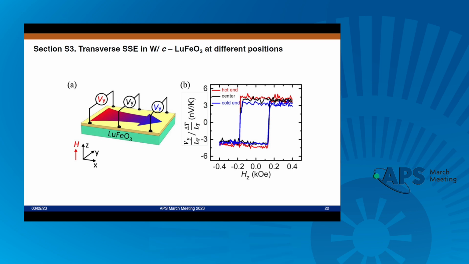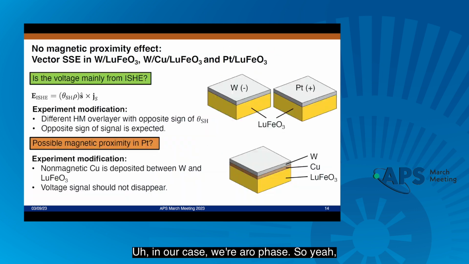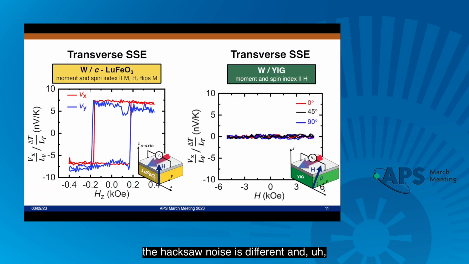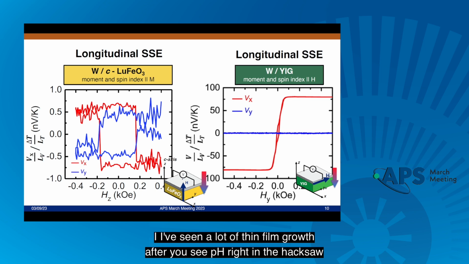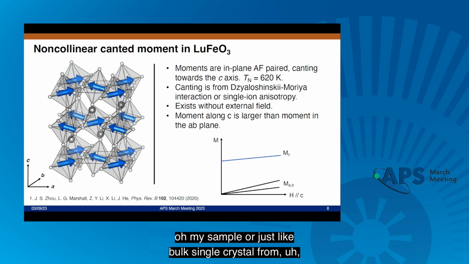These matter, either the precise geometry, either orthorhombic phase or hexagonal phase. In our case, we're orthorhombic phase. The hexagonal is different, and I've seen a lot of thin film growth of the lutetium ferrite in the hexagonal phase. My samples are bulk single crystals, a couple of millimeters in thickness, and 5 to 10 millimeters in the in-plane dimensions.